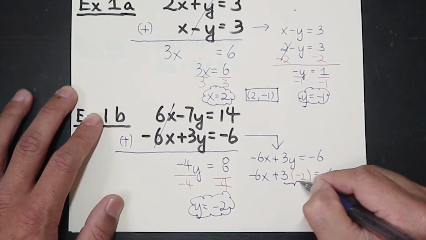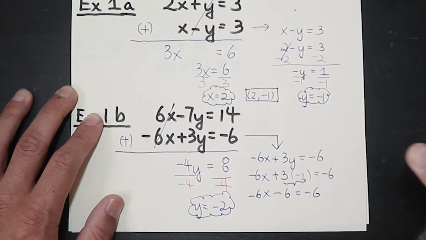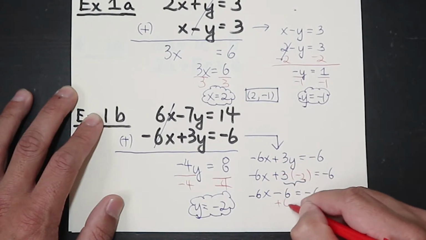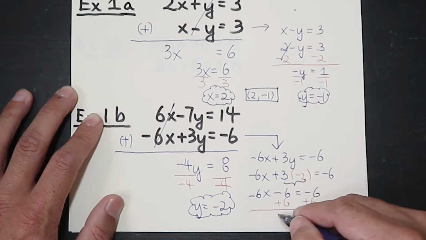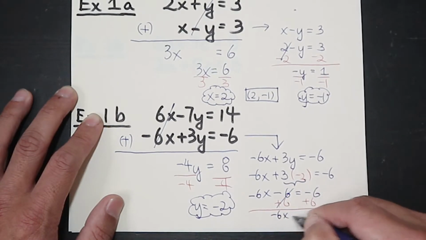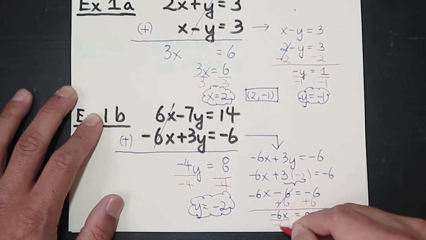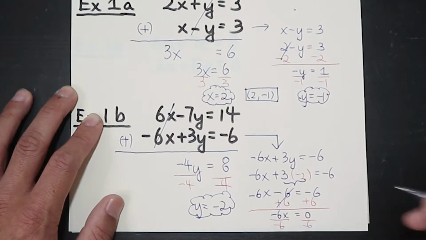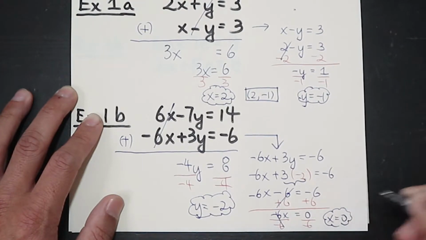Well, let's multiply these two. So negative 6x minus 6 is equal to negative 6. Well, you're going to add 6 on both sides, plus 6 and plus 6. I'm almost running out of space, but that's okay. So you're left with negative 6x is equal to 0. Okay, and then divide both sides by negative 6. So you get x is equal to 0. So you found the second answer.